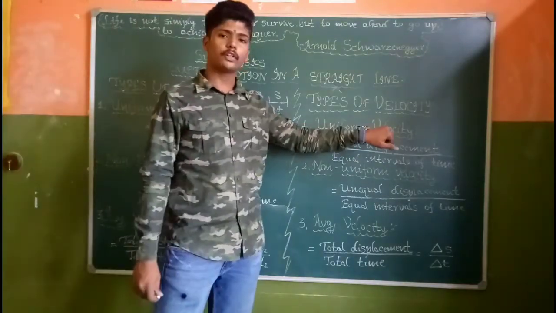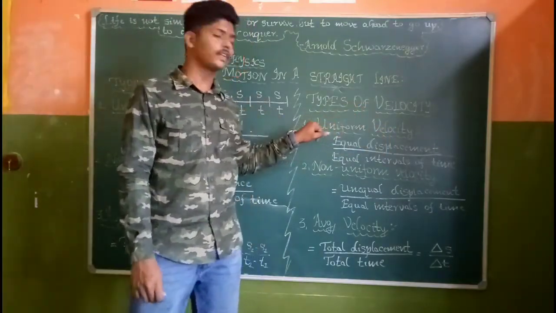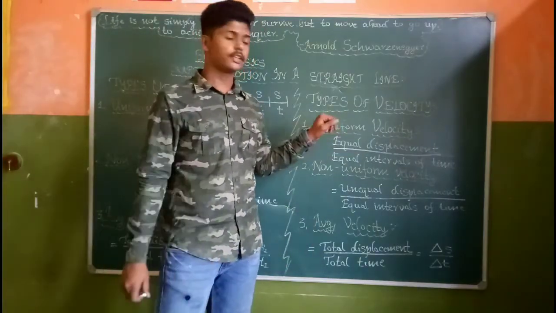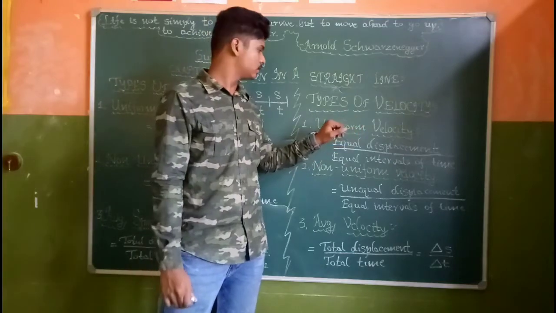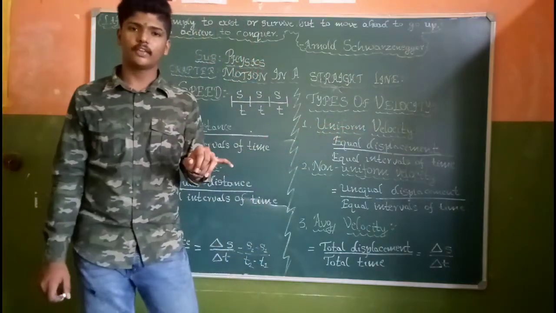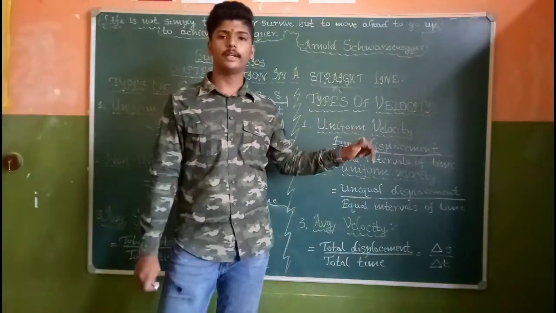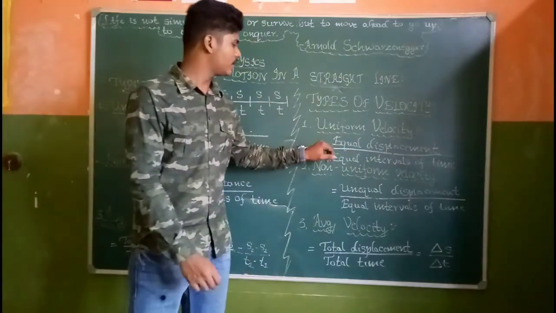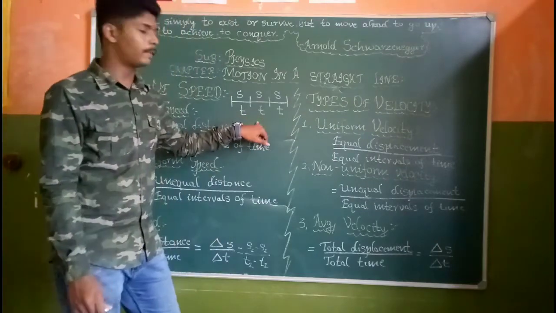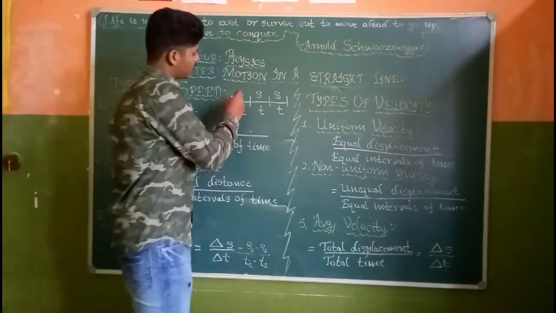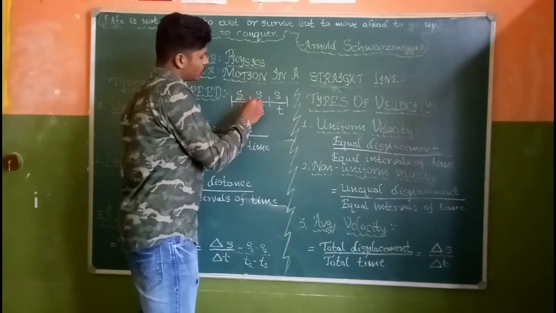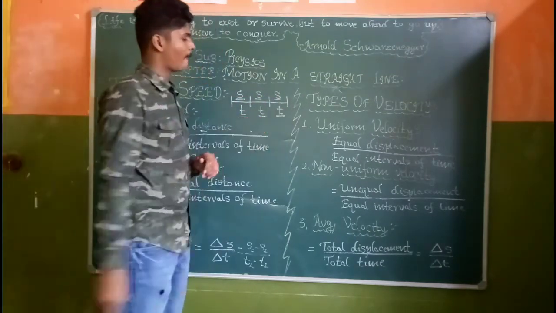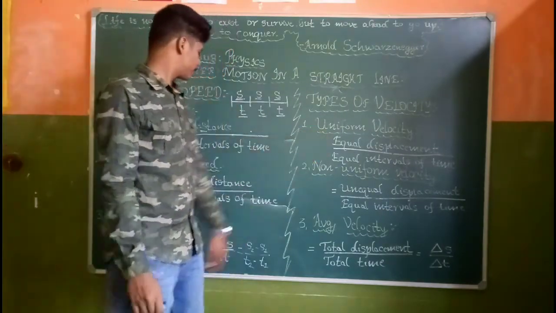The first type of velocity is uniform velocity. Uniform velocity is defined as equal displacement per equal intervals of time. Consider this path itself. Here it has covered equal displacement s in equal intervals of time t. So this is uniform velocity.